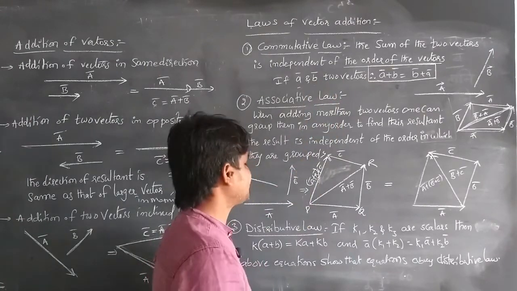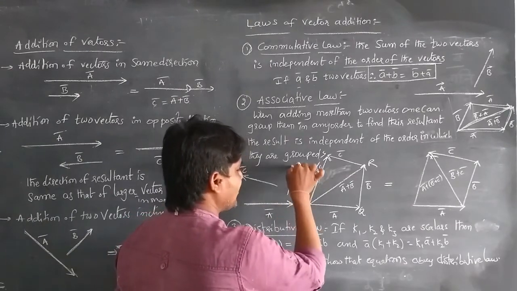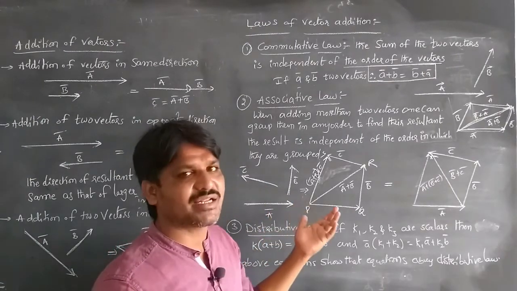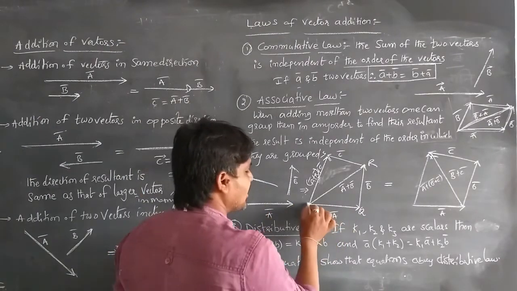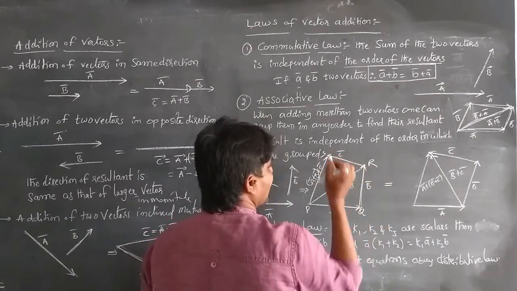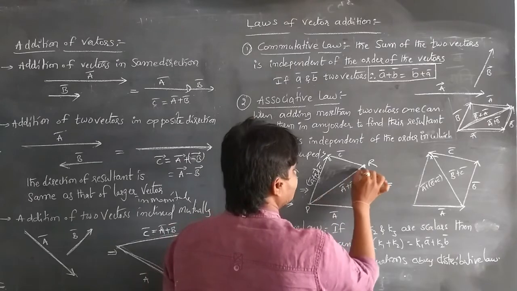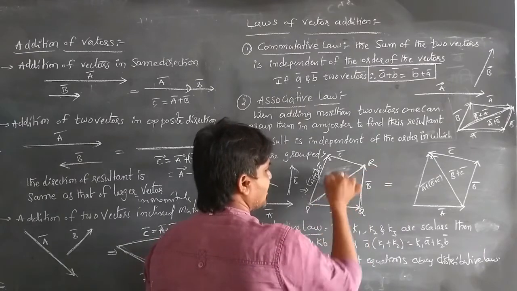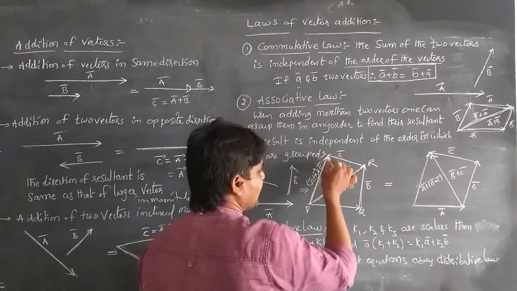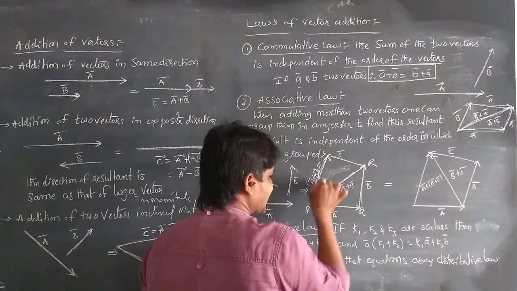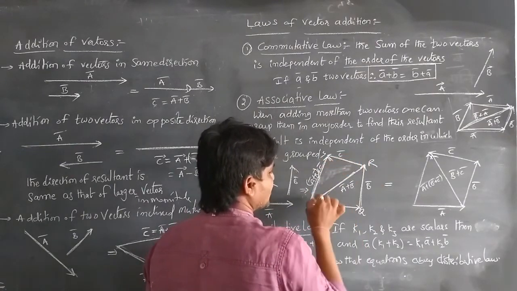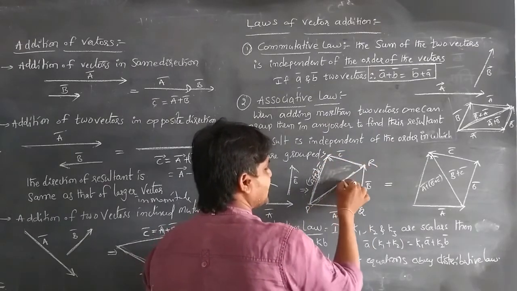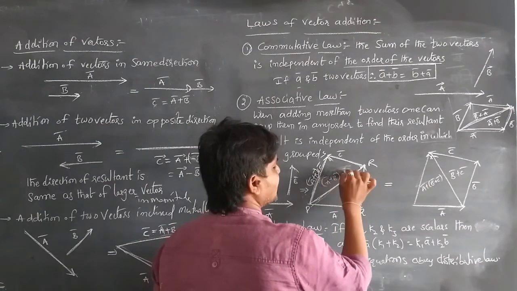Then the associative law: A bar is moving in this direction, B bar is moving in this direction, and the third vector C bar is moving in this direction. By adding these in any order, either A bar, B bar, C bar, if the resultant is A bar plus B bar, we combine A bar and B bar, then the final resultant from A bar to C bar will be A bar plus B bar plus C bar. This one is the C bar. So A bar plus B bar plus C bar, the same resultant we can get.